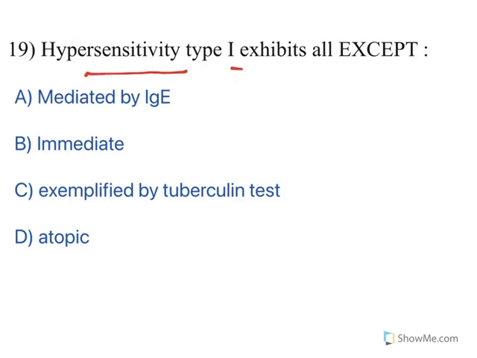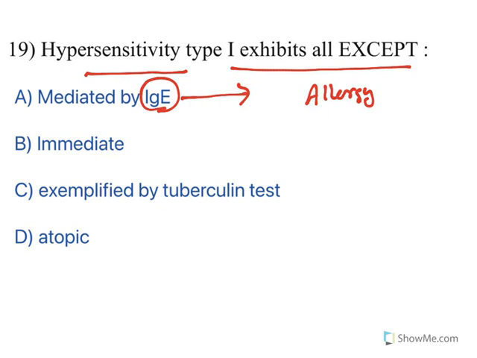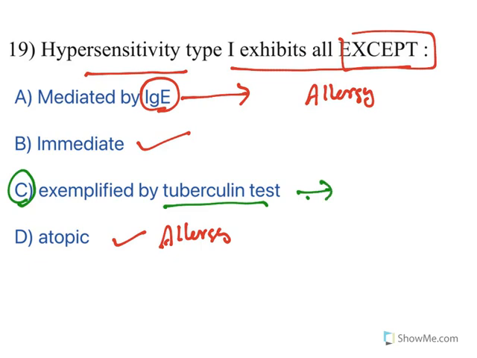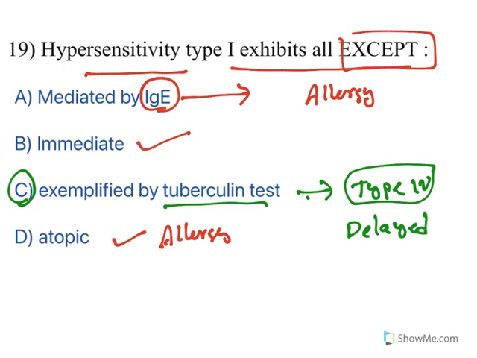Now, hypersensitivity type 1 exhibits all except... See, hypersensitivity type 1 is an allergy mediated reaction. It is mediated by IgE. On the mast cells, IgE attaches and it releases a lot of histamine, and that is what causes allergy. It occurs immediately. Atopic means sensitivity towards allergy. All of them are true. What is the exception? The exception is the one exemplified by the tuberculin test. This is specific for type 4 hypersensitivity reaction, which is nothing but delayed hypersensitivity. So this is not related to type 1 hypersensitivity. The question asks about the exception, so the answer is exemplified by tuberculin test. Moving to the next one.